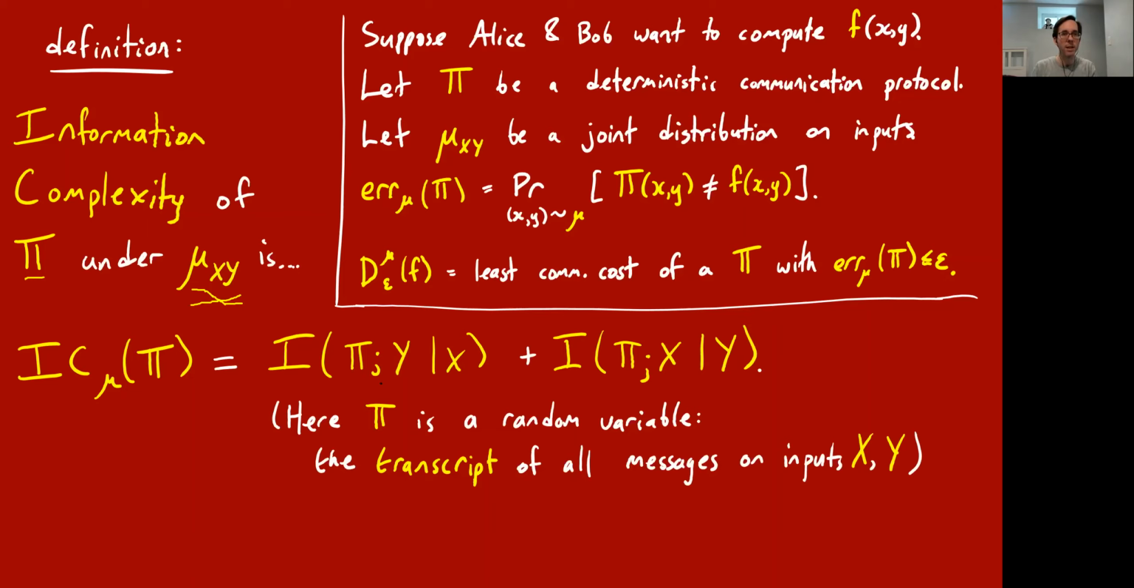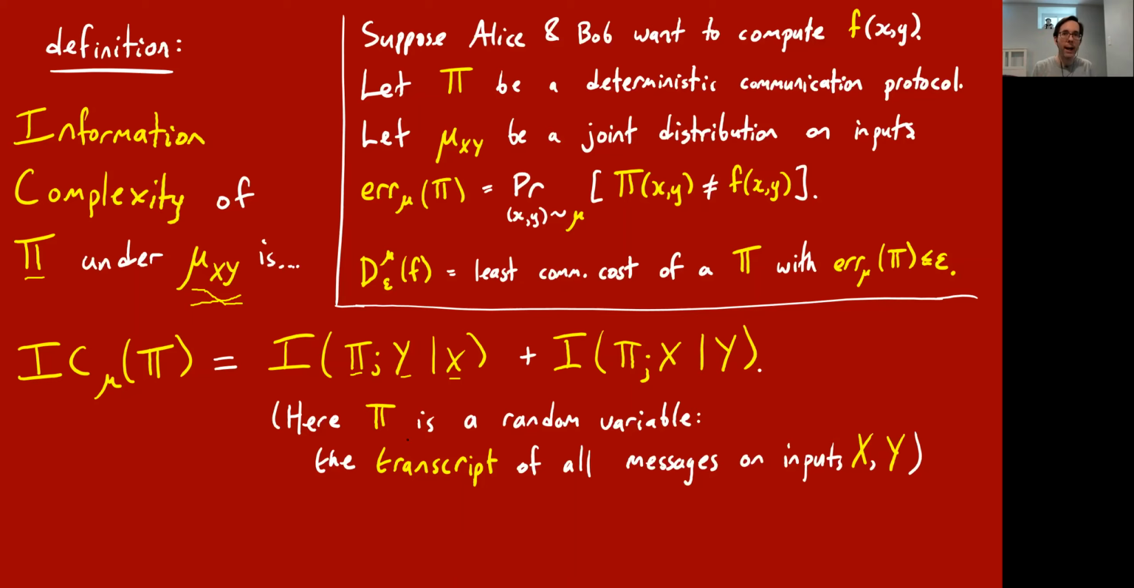The first term is the mutual information of the random variable pi and the random variable y conditioned on x. So this is using that last, most complicated definition, the conditional mutual information. So x and y are Alice and Bob's inputs. And I'm kind of abusing notation a little bit here. Pi is a deterministic protocol. But here, what I really mean by it in this expression is I want to think of it as a random variable, but it doesn't take on numbers. It takes on transcripts as its values.